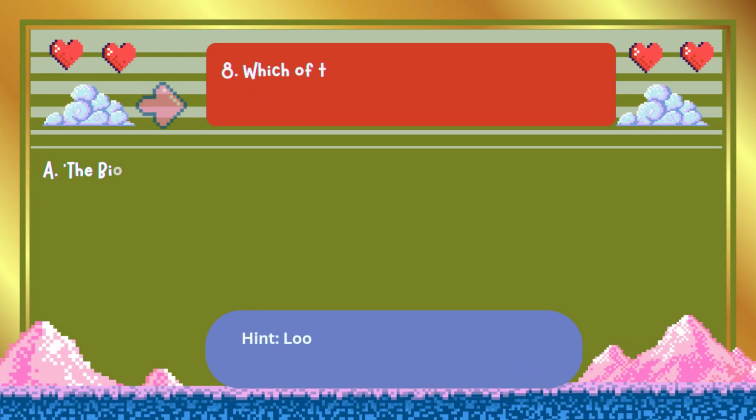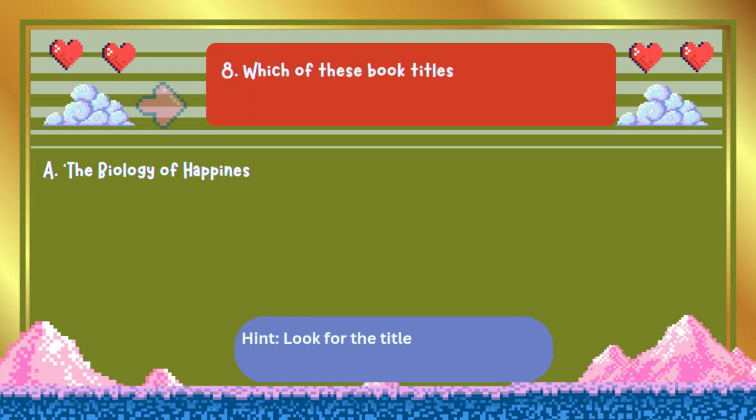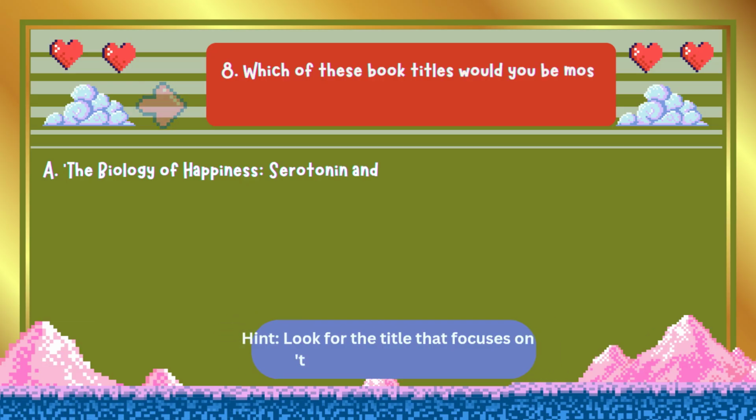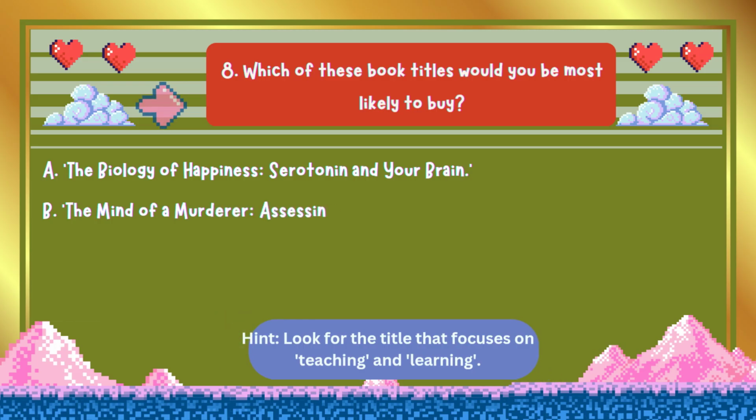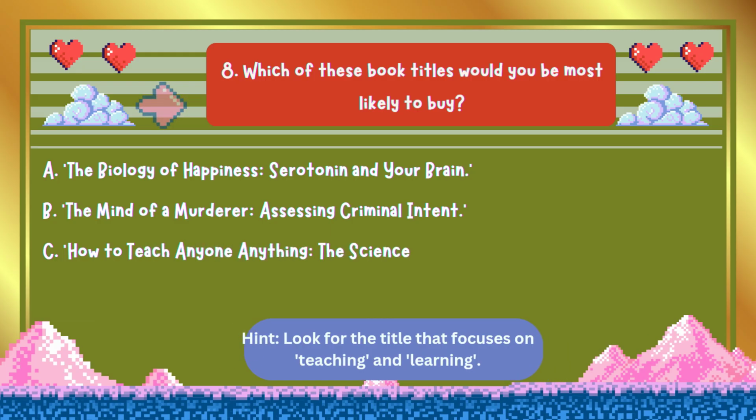8. Which of these book titles would you be most likely to buy? A. The Biology of Happiness, Serotonin and Your Brain. B. The Mind of a Murderer, Assessing Criminal Intent. C. How to Teach Anyone Anything, The Science of the Classroom. D. Why We Conform, The Science of Peer Pressure.